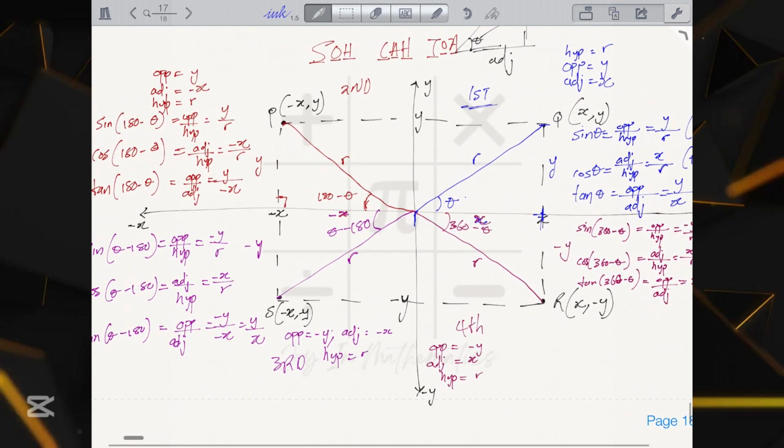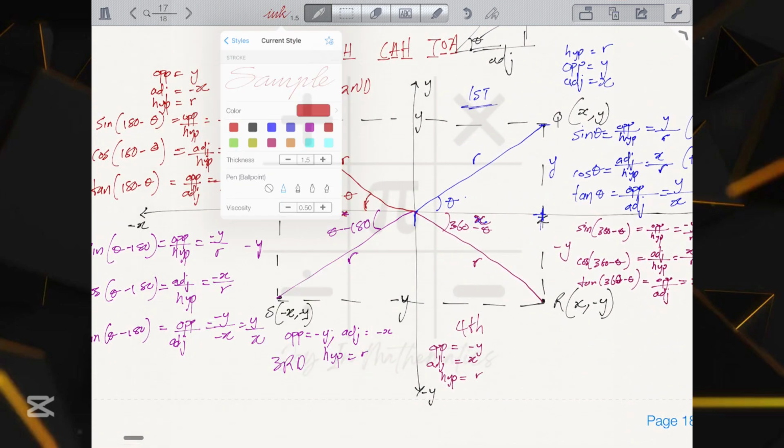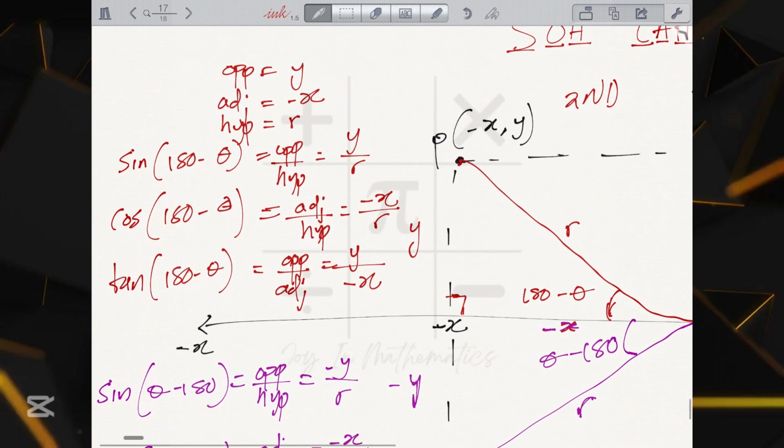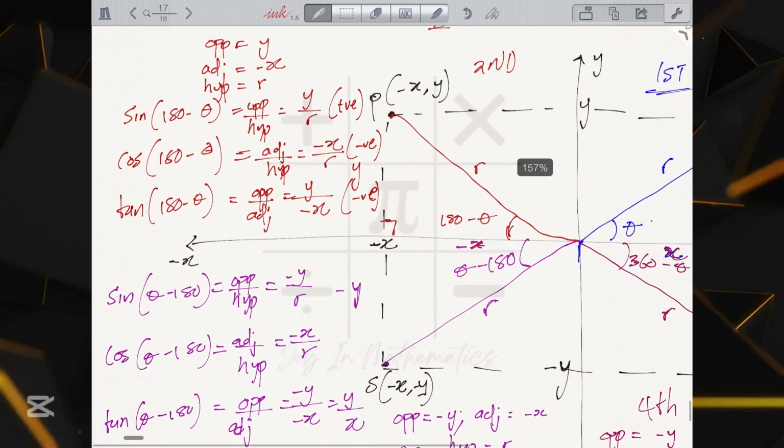Now let's move to the second quadrant. In the second quadrant, sine theta, or sine 180 minus theta, is positive, cos 180 minus theta is negative, and tan 180 minus theta is negative. So only sine is positive.